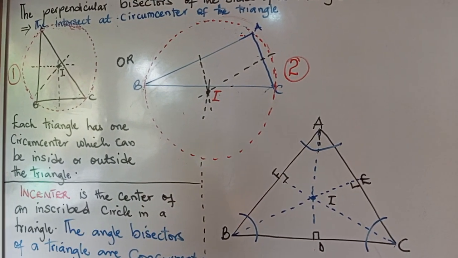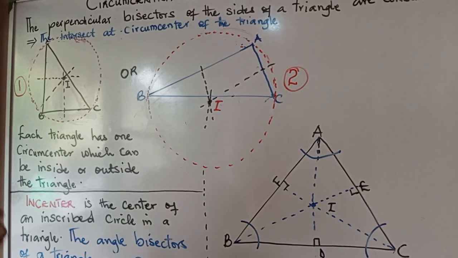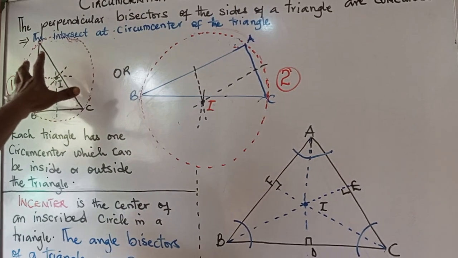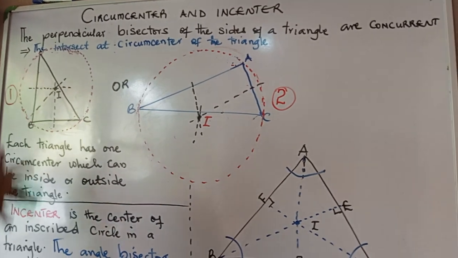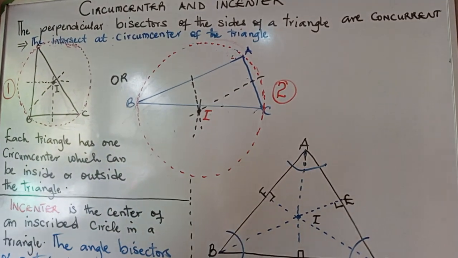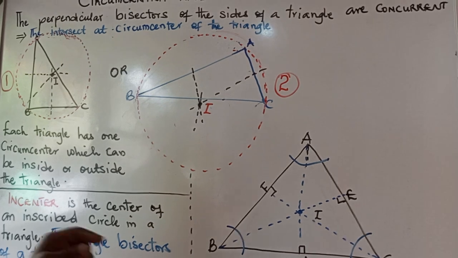So today, what we have learned is the difference between the circumcenter of a triangle, where we bisect the sides of the triangle to find it, and the incenter of a triangle, where we bisect the interior angles of the triangle to find it.